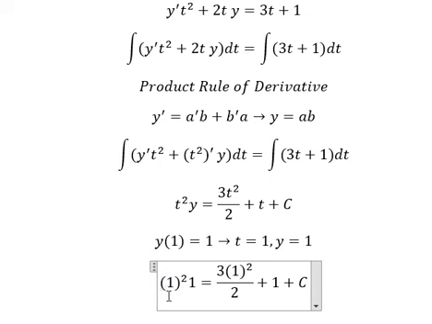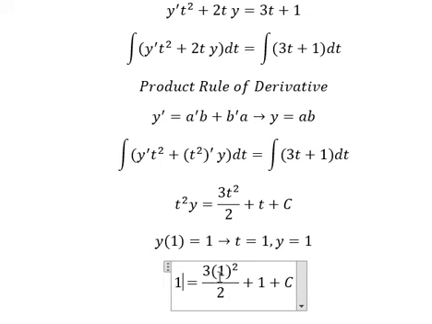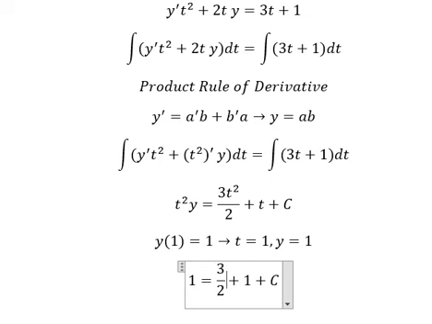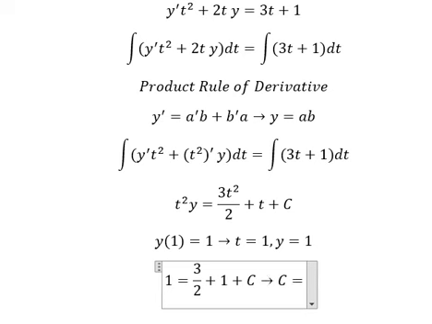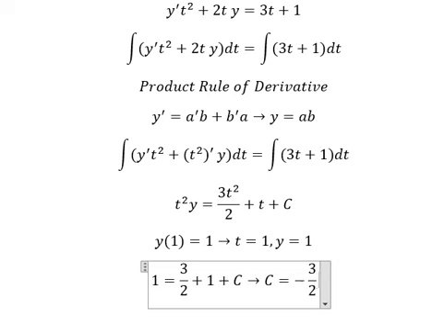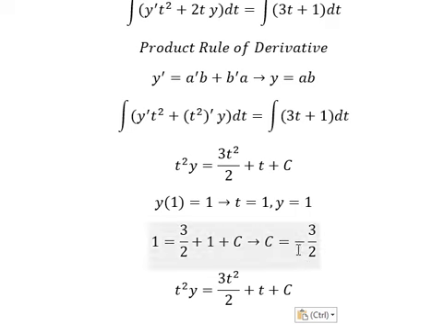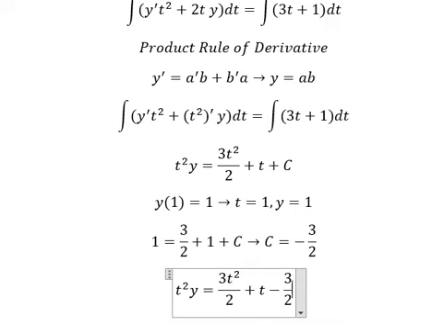So this one we have number 1. This one we have 3 over 2. And now we simplify it, and we can find the value of c equals negative 3 over 2. So I will put this one in gold here. And that is the final answer.